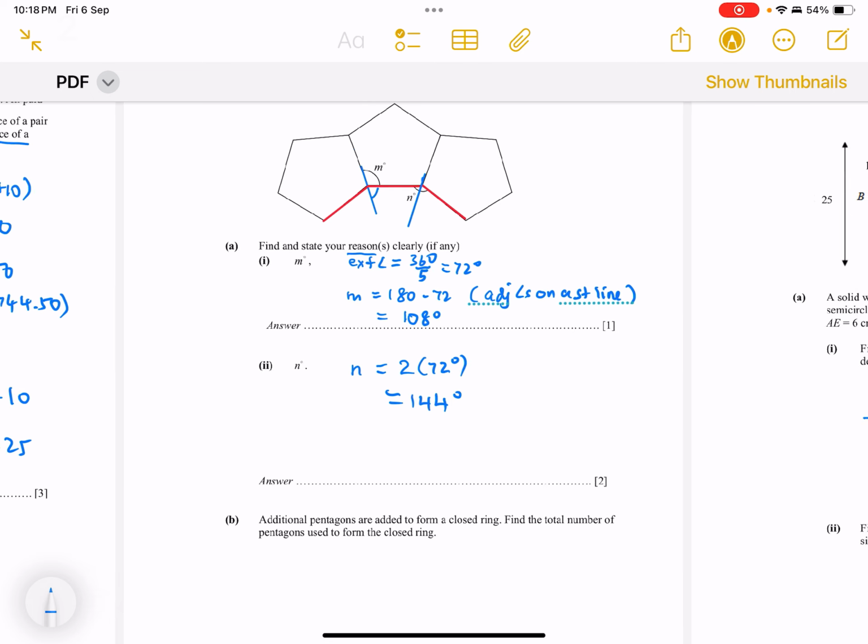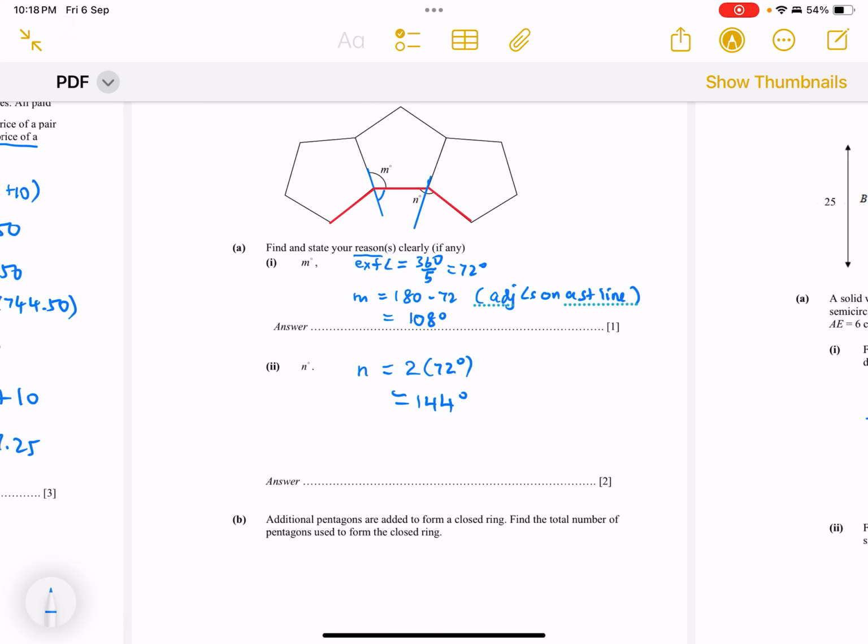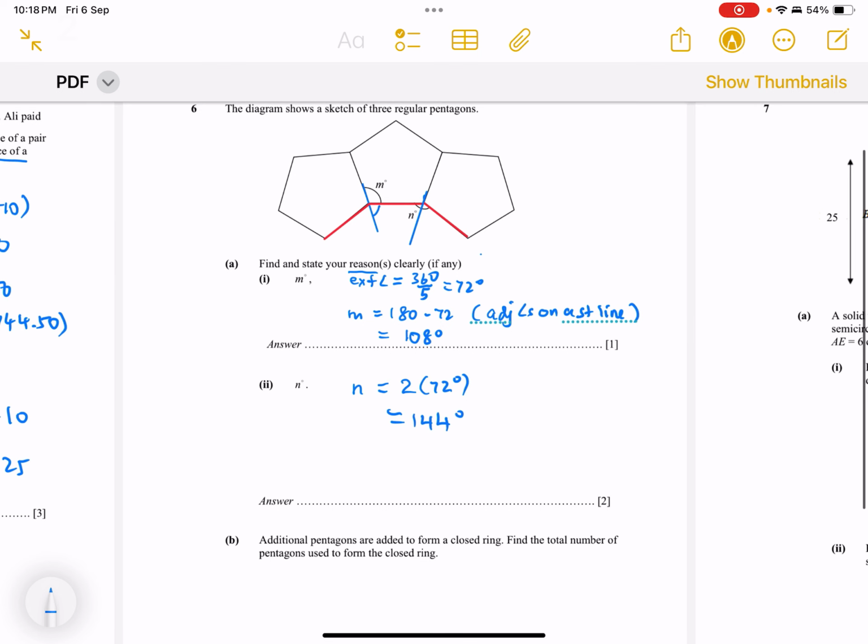Now, additional pentagons are added to form a ring. So we continue to add in the pentagons. When we do that, we actually form a new polygon. So what they are asking for when they ask for the number of pentagons, they are actually asking for the number of sides, where each side corresponds to a side of the new polygon that is formed by the ring of pentagons.